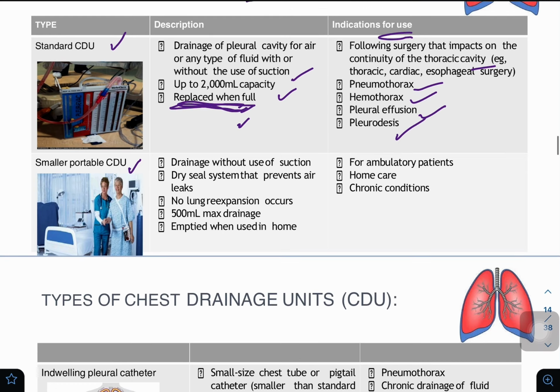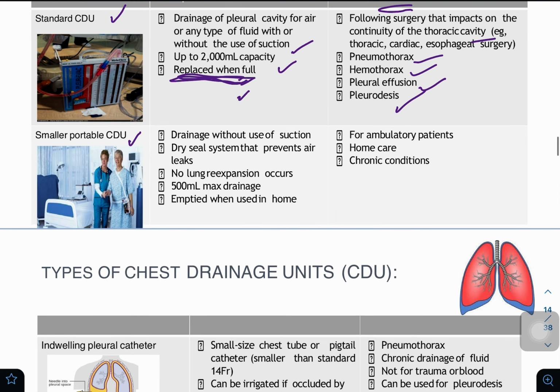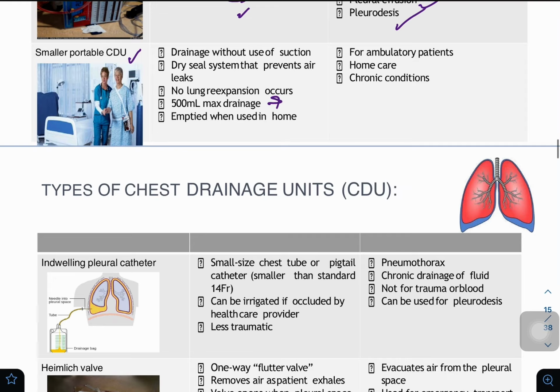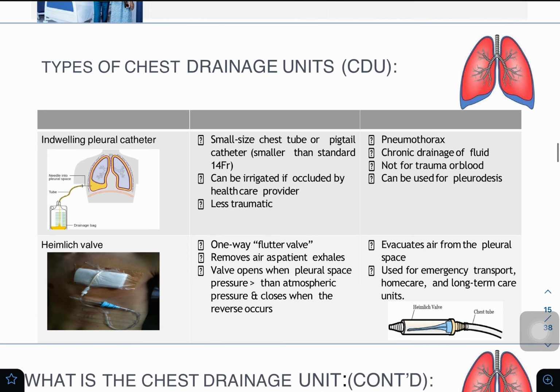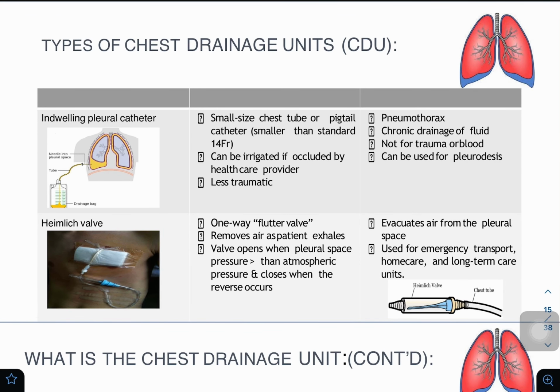Sometimes portable small CDUs can be used. They have a 500 ml drainage capacity. It's more convenient for the patient to move around with those portable CDUs. Then there are indwelling pleural catheters, small size chest tubes, or pigtail catheters, which in some parts of the world people also use. They can be irrigated if occluded by healthcare workers and are less traumatic.